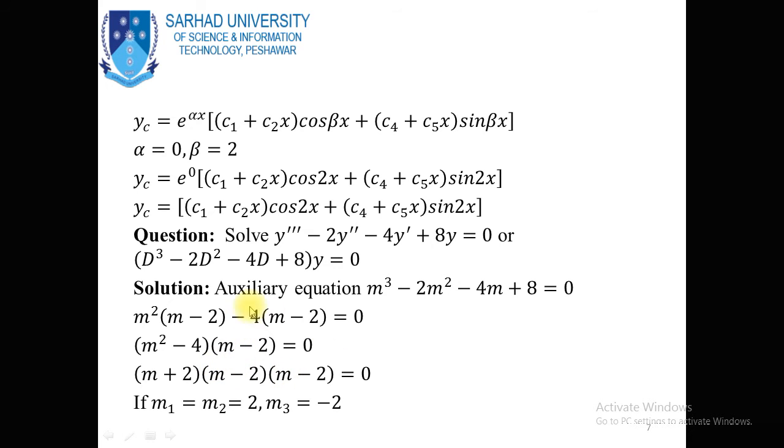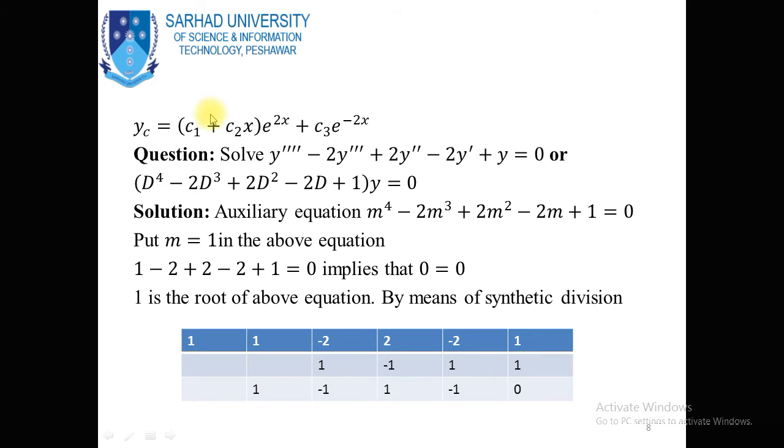Now dear students, in this question you see over here, actually the roots m1 and m2 are real and repeated, but in this case the roots are real and different. m3 is the different root. So this is actually case number 1 and case number 2 combined. This is actually case number 1 and this is case number 2.